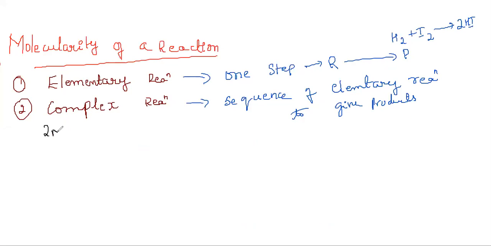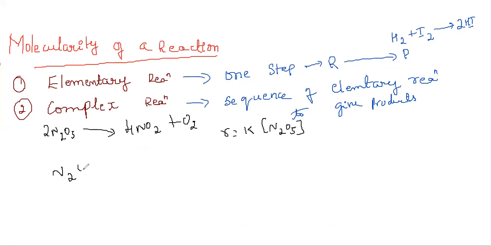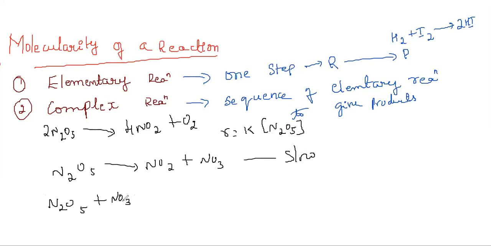We can take 2N2O5 gives 4NO2 plus O2. So therefore rate is equal to k [N2O5]. Okay. Then it happens in two steps. First, N2O5 decomposes to NO2 and NO3, which is a slow step. Then N2O5 reacts with NO3 to give 3NO2 plus O2, which is faster.